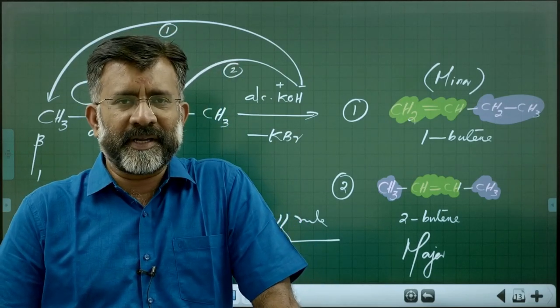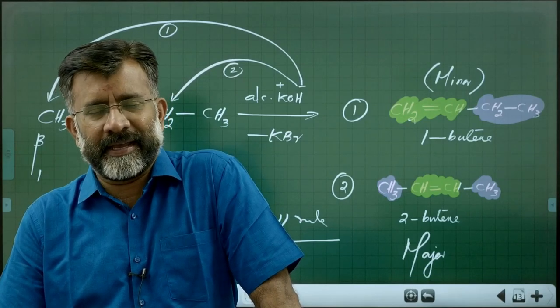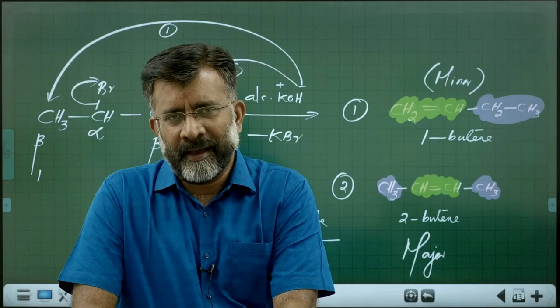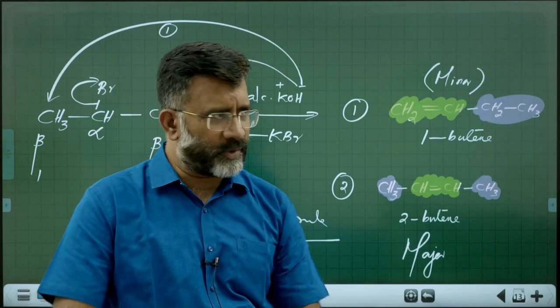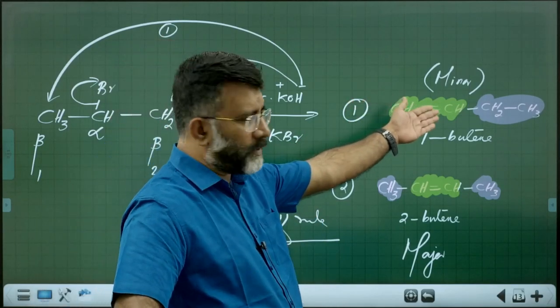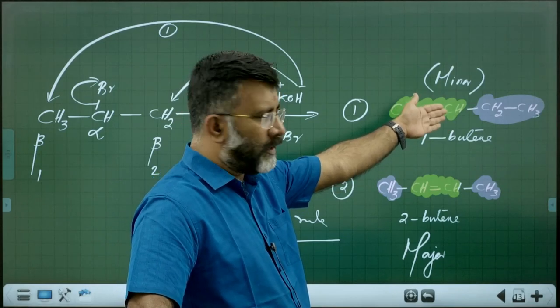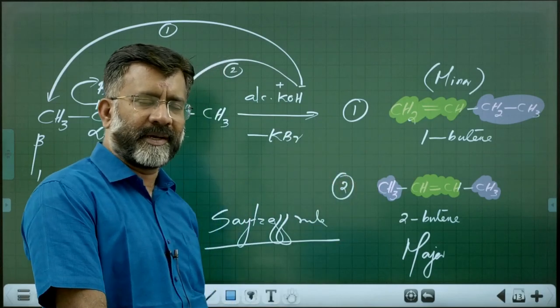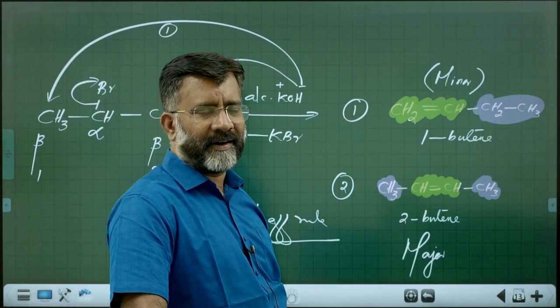And that is pretty more stable. And that's why that comes as a major product, which also can be explained by hyperconjugative structures. Thus, that has two hyperconjugative structures, two alpha hydrogen atoms. Here you have 3+3, 6 hyperconjugative structures. There are 6 alpha hydrogen atoms.